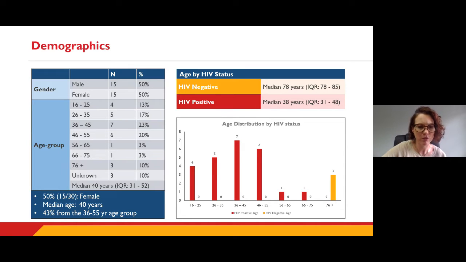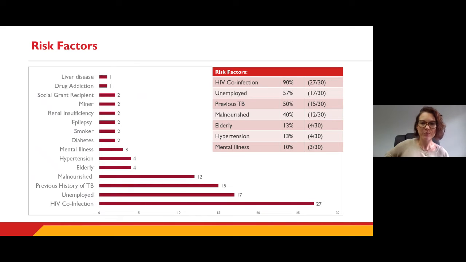But what you can see from the graph here is that most of this cohort were of a younger age, with 43% being 36 to 55, so in that real working and employed age group.